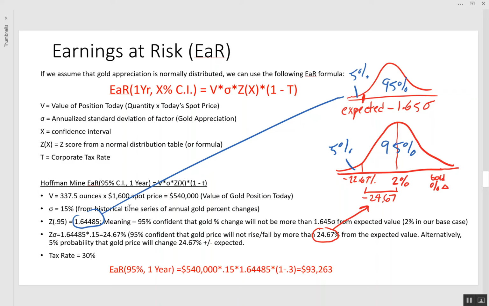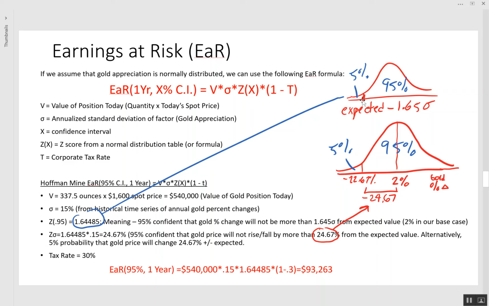So let's look at how I calculate EAR for Hoffman Mines. They expect to mine 337.5 ounces of gold in 1 year. The current spot price of gold today is $1,600. So the total value of the position today is $540,000 using the total expected quantity and today's price. Let's just use a standard deviation of 15%. For a 95% confidence interval EAR, we need to calculate Z of 0.95, and that's 1.645.